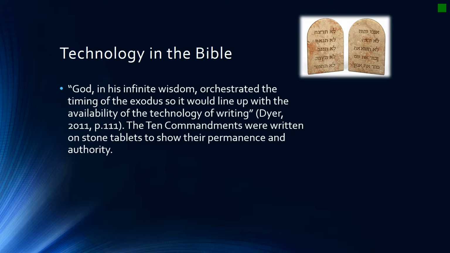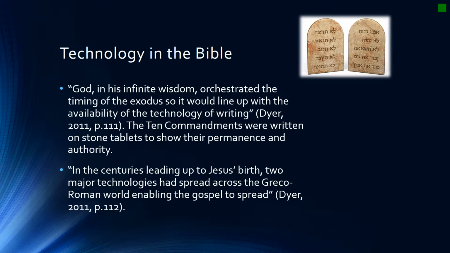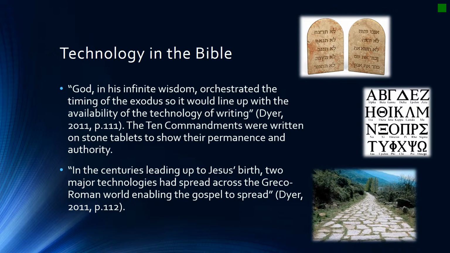God's perfect timing is displayed again, this time in the New Testament. In the centuries leading up to Jesus' birth, two major technologies had spread across the world, enabling the gospel to spread. The first technology was a common language, which was Greek. The other technology was the invention of the roads in Rome. The timing of Jesus' coming was no coincidence. God had planned it perfectly, right when these two technologies were first being used.